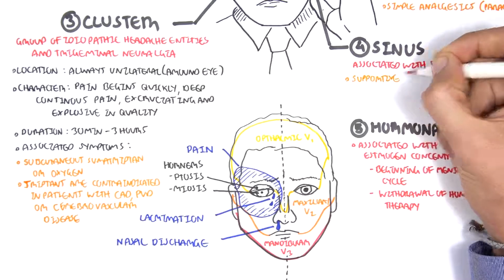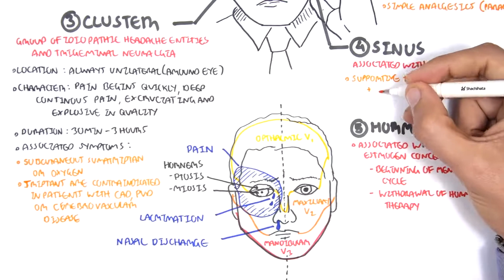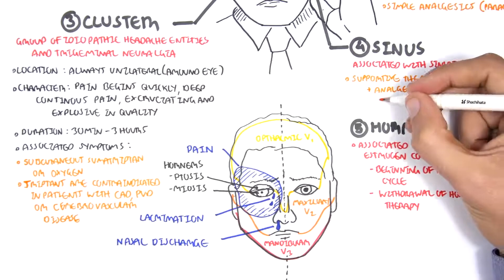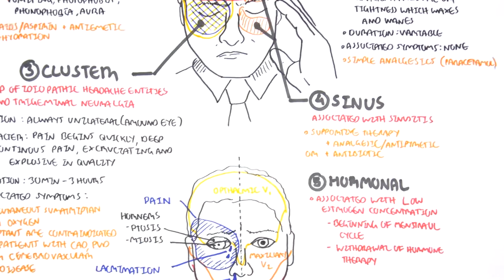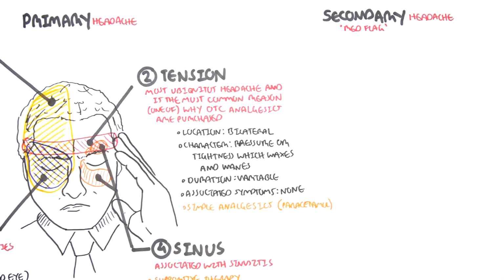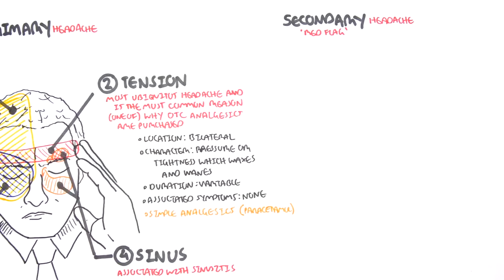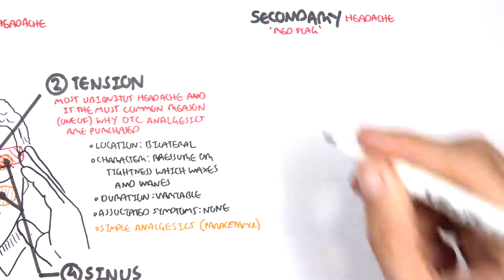For sinus headaches, supportive therapy is important: analgesics, antiemetics, and you can also give antibiotics depending on the cause of the sinusitis. So I hope that was clear, the different types of primary headaches as well as the general management. Now let's look at secondary headaches, which, as I mentioned earlier, are serious and dangerous. Secondary headaches are a result of serious underlying diseases or other conditions.